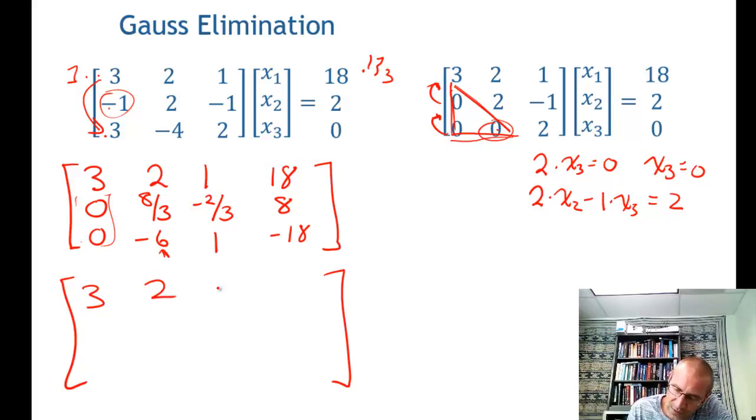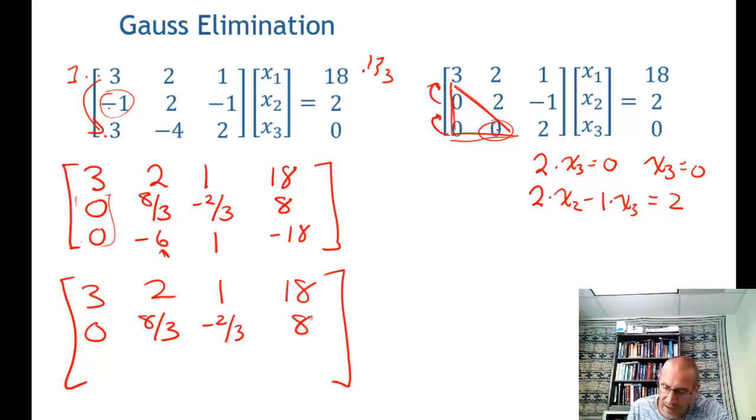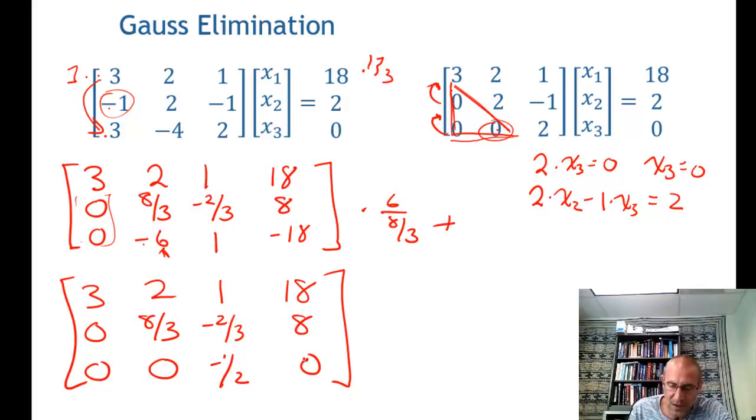So let's just go ahead and write down our values that we had, 3, 2, 1, 18. This one, the middle row, is not going to change, so that's going to be 0, 8 thirds, minus 2 thirds, and 8. And now what I need to do is get rid of that 6. And so I realize what I'm going to do is multiply by 6 over 8 thirds, and then just go ahead and add it, because there's a negative sign there. And so if I do that, I'm going to have a 0 there and a 0 there. What's going to remain here is a minus 1/2, and that's actually going to be 0.